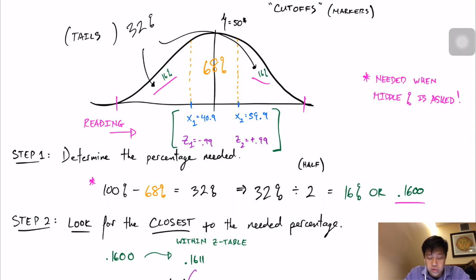Therefore, within the normal distribution, $40.90 and $59.90 represent every piece of data between those two values, 68% of the data. Yet if you said the same exact thing about the Z-scores, it'd be equivalent as well. You can find 68% of the data between a Z-score of negative 0.99 and positive 0.99.